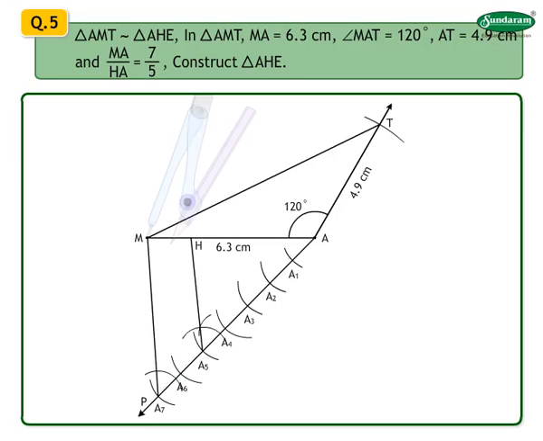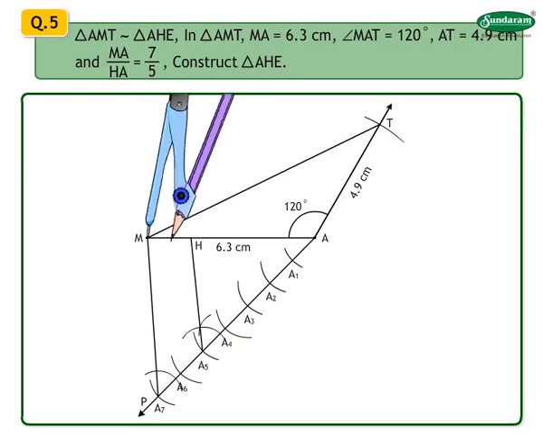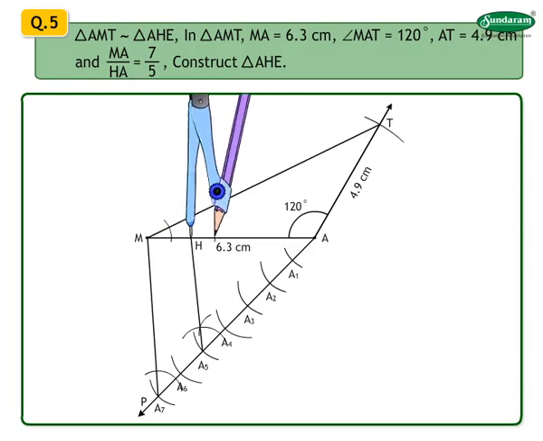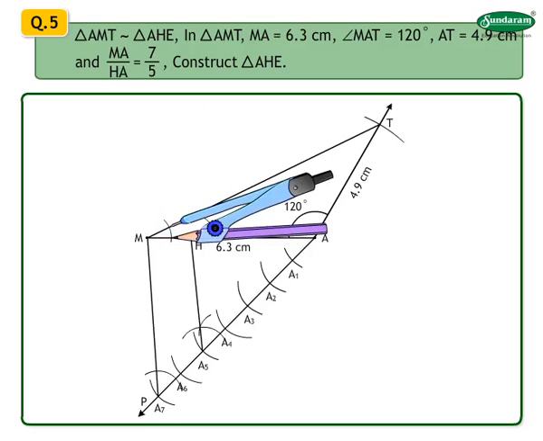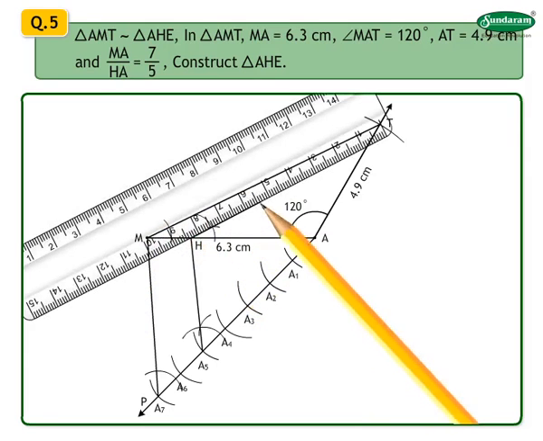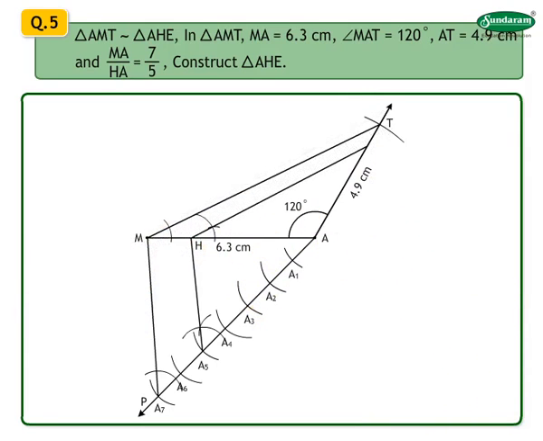Again, keep the point of compass on M and draw an arc. Taking the same distance, cut an arc from point H. Now measure the distance of the arc drawn at point M and cut the arc drawn at point H. Draw a line passing through point H and touching the segment AT at point E. Thus, we get the required triangle AHE similar to triangle AMT.